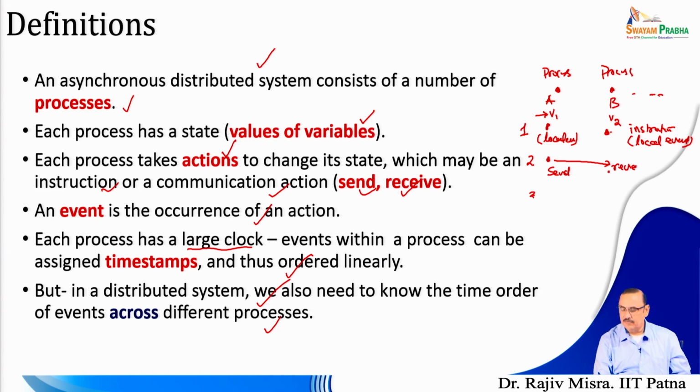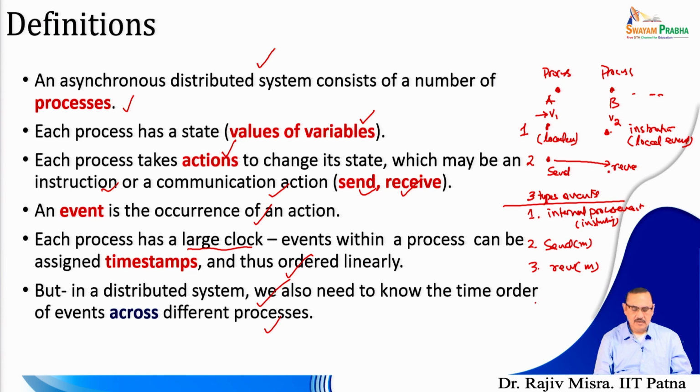So, there are 3 types of events which we are going to consider. One is called an internal process event, due to the instructions which are executing in the system. The other is the send of a message, which is an event. The third is the receive of a message, which is an event. So, there are 3 types of events we are considering in our definition, and each process has its own clock.